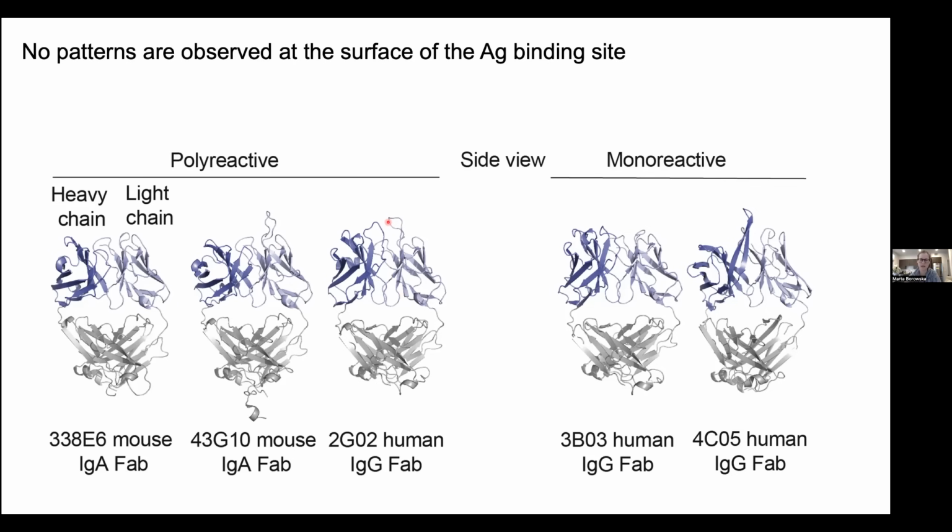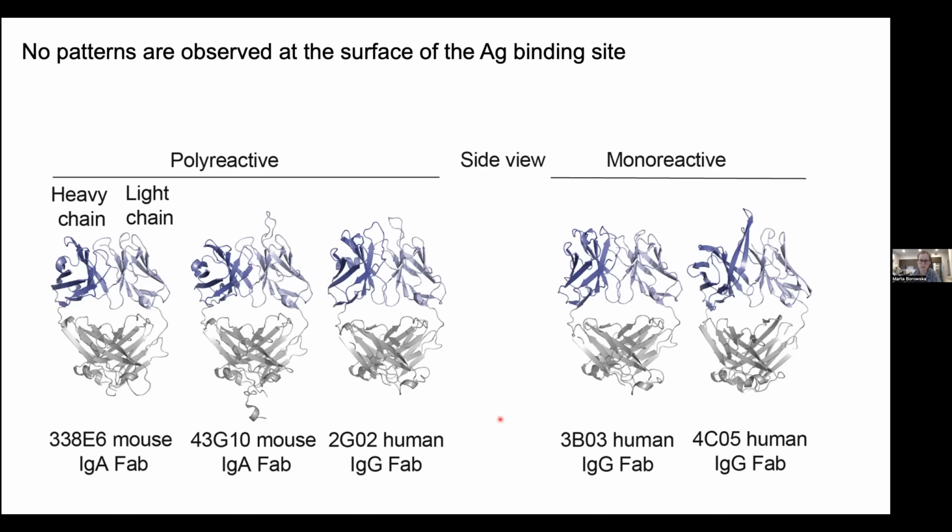CDRs forming a flat antigen-binding surface, like in the case of 33-8E6 or 3BO3, to longer CDRs extending the antigen-binding side, like 43G10 to G02 or the 4CO5.